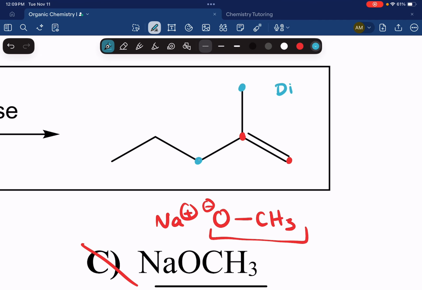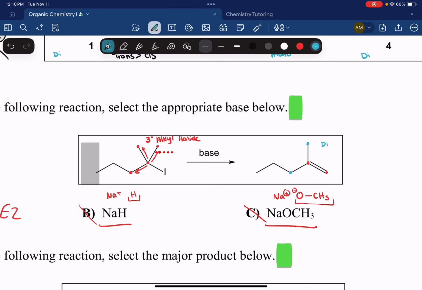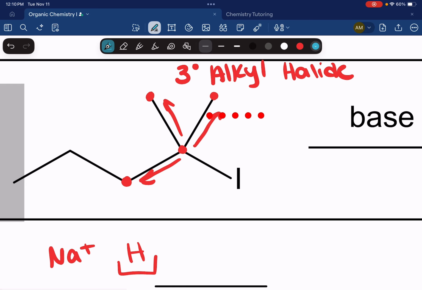It's only di-substituted, right? It's not as stable as it possibly could have been. Because this is an alpha carbon, or not alpha. This is the alpha carbon. These are beta carbons.